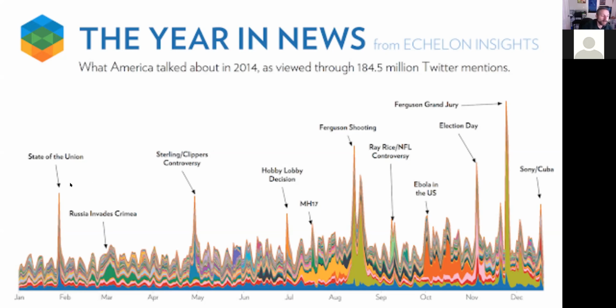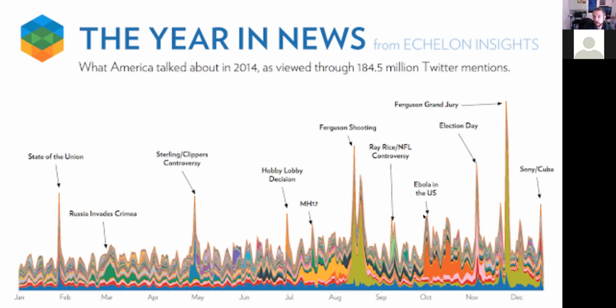But then the State of the Union address that happened in late January, there was a huge peak of mentions. When Russia invades Crimea in March, then there's a peak. The Donald Sterling and Los Angeles Clippers controversy about racist remarks that he made, huge peak. Hobby Lobby decision, the downing of MH17, which was a plane, the shooting in Ferguson, Missouri, all of these things all have their own peaks.